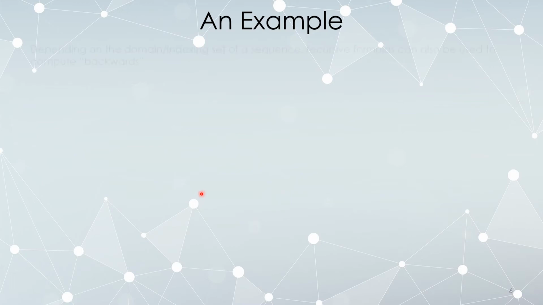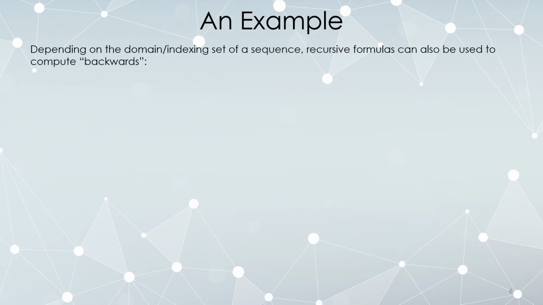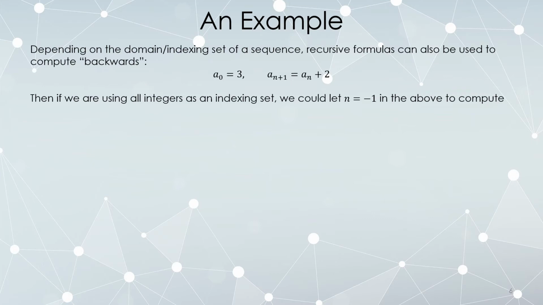Okay, let's take a look at another example. Depending on what kind of set the domain, aka the indexing set of a sequence, is, recursive formulas can also be used to go backwards. In the previous example, we used one term to get the next one, but you can also use a given term to get the previous one. So with the same formula, if we used all integers as an indexing set, you could plug in n equals minus 1. So instead of the index starting at 0 and then counting forward, we need to account for negative indices as well. Okay, so let n equal minus 1.